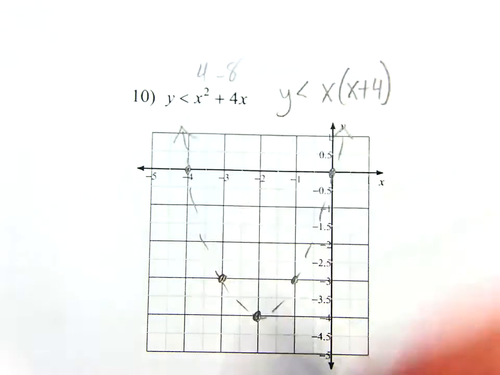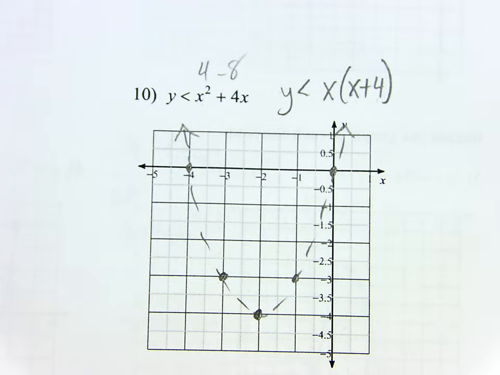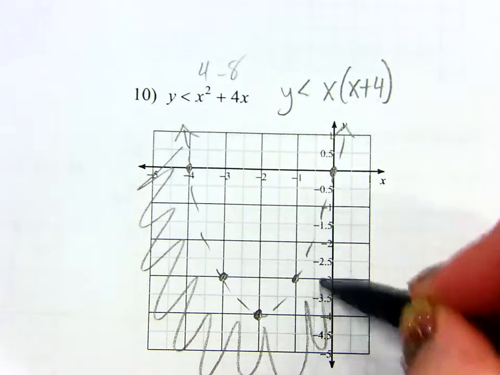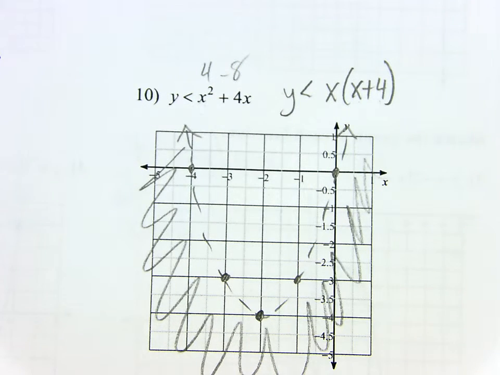So dotted line. Is it still like a U? Uh-huh. And which way am I going to shade? Yep, below. So everything below that parabola. That's it.